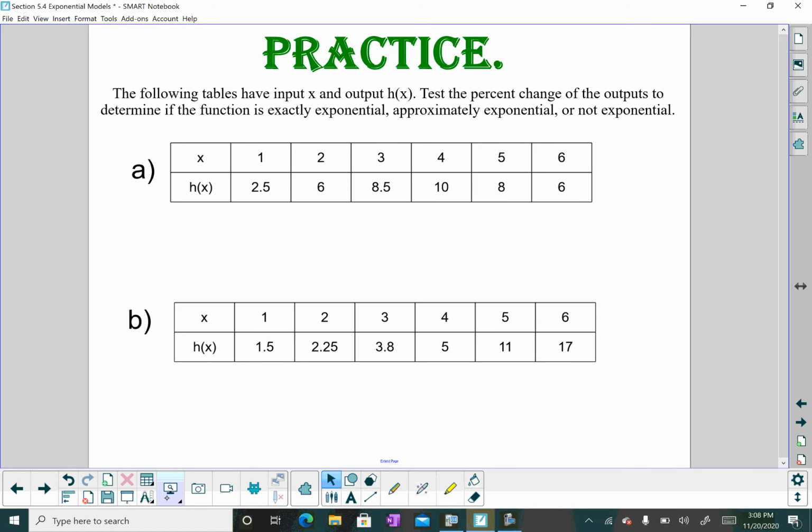Okay, so try these two on your own. Here again, we've got some tables of values. Instead of x and y, you've got x and some function notation, h of x. Test the percent change and determine if this is going to be exactly exponential, approximately exponential, or not exponential. So here you do not have to find the first differences, just the percent change, and then go from there. I'll give you a minute.